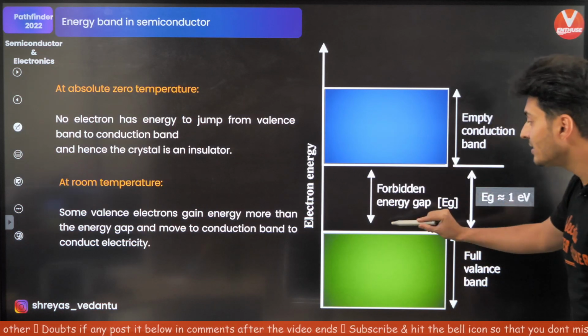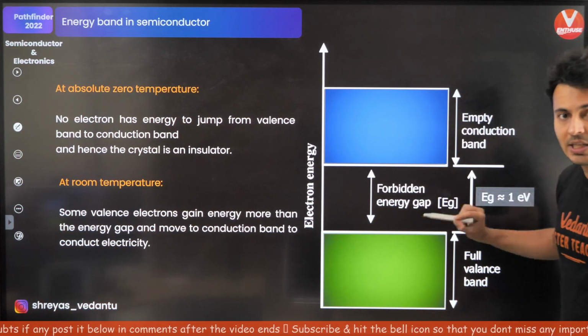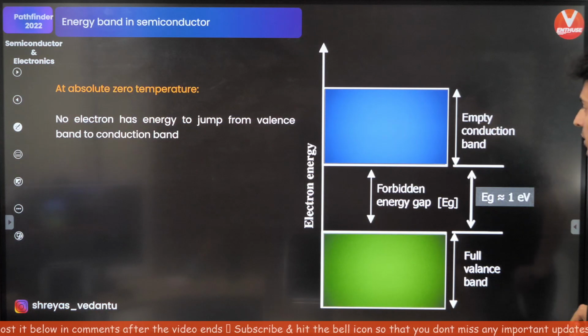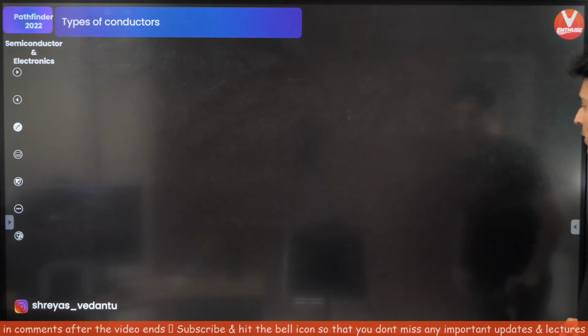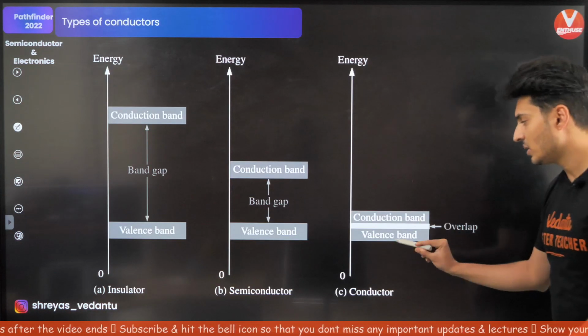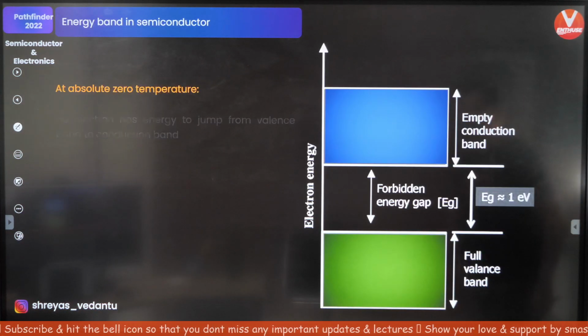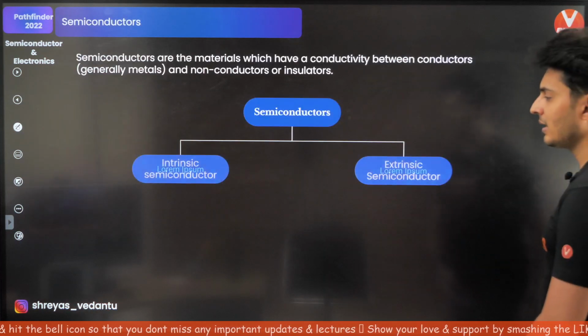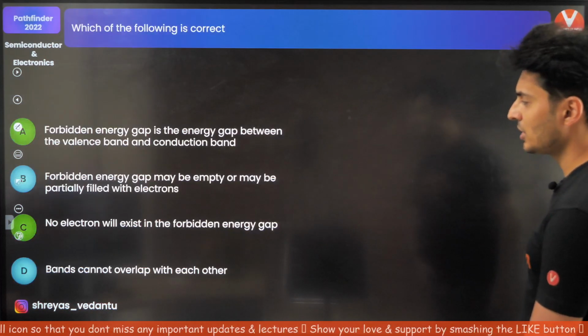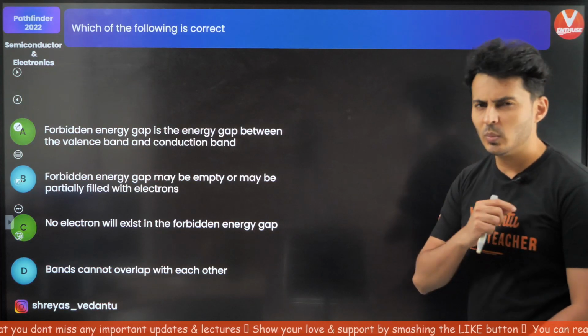Number one, this is the energy difference between your conduction and the valence band. And they can also overlap with each other, just like over here in the case of conductors. You can see the overlap. The shaded part is the overlapping. So it can also overlap. Hence, the correct answers are option A and C. I hope you got it correct.